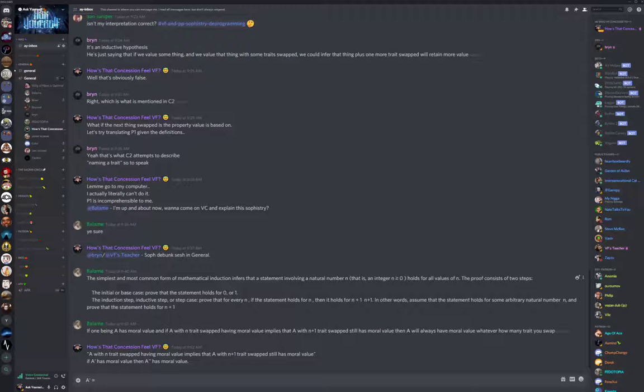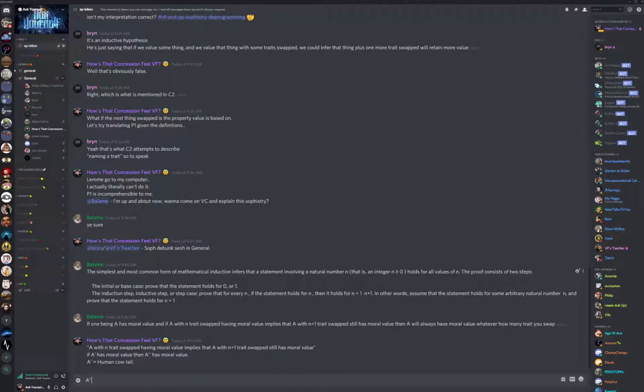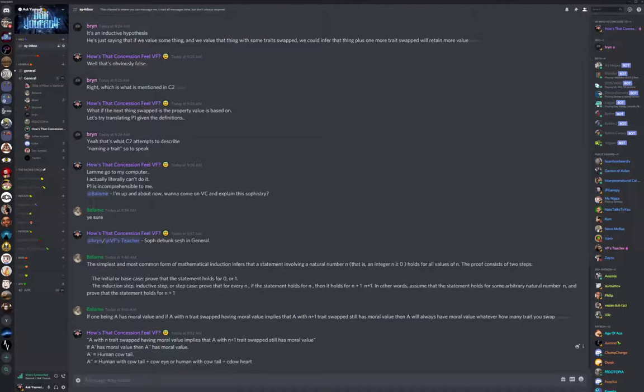So let's say A prime is human with cow tail. Right, so then A prime prime, you're saying that there are different things A prime prime could be. It could be human with cow tail plus cow eye, or maybe it's human with cow tail plus cow heart, right? Those are both one trait removed from human with a cow tail. Is that the idea?